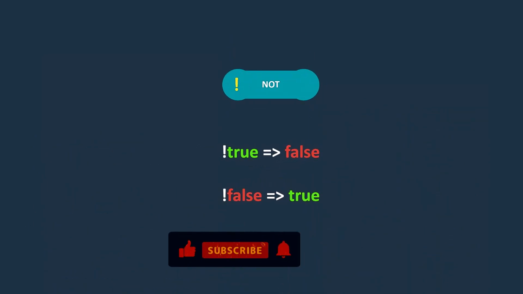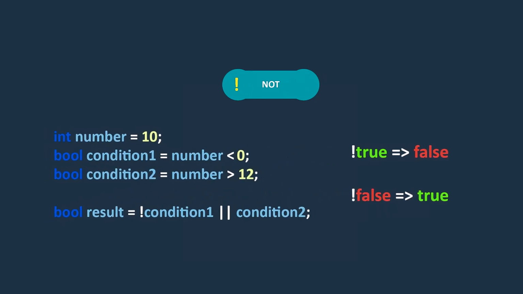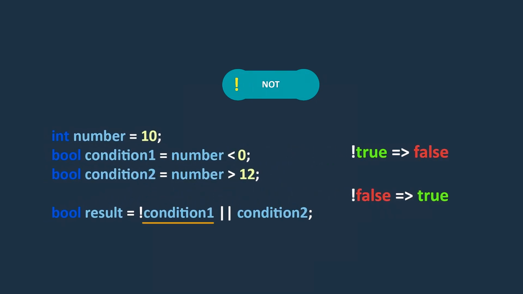The NOT operator is a unary operator that reverses the logical state of its condition. It returns true if the condition is false, and false if the condition is true. In the previous example, if we applied the NOT operator to the first condition, since the condition is false, the NOT operator returns true. And because of that, the value of the result would be true.